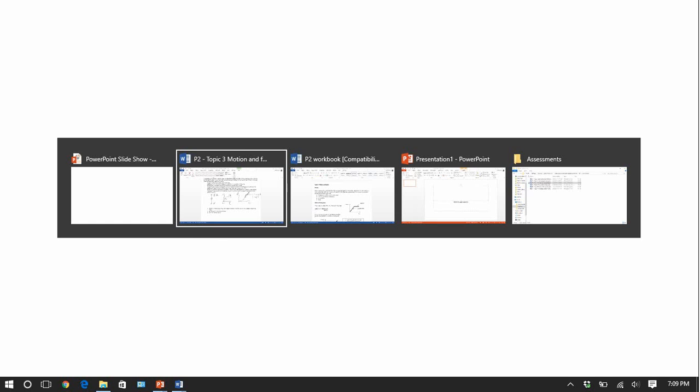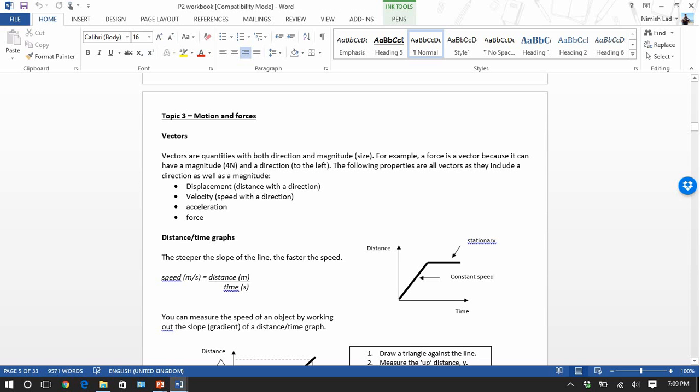I just want to bring up the notes document. So again, I'm just going to go through this bit by bit. As per usual, I have my highlighter at the ready.